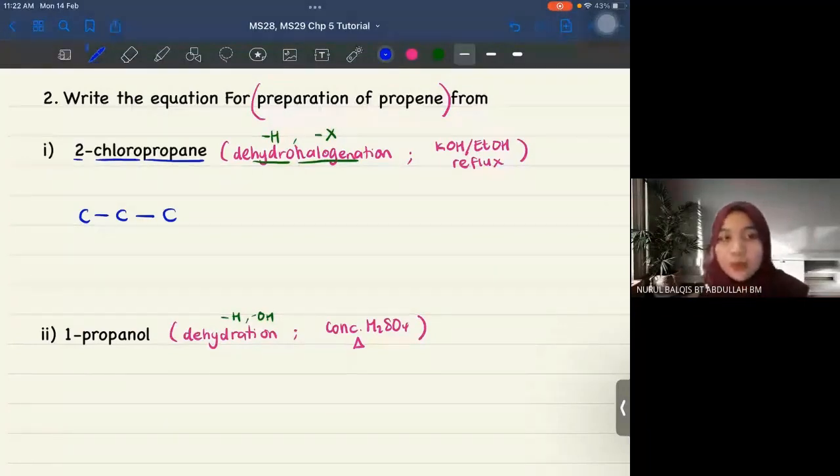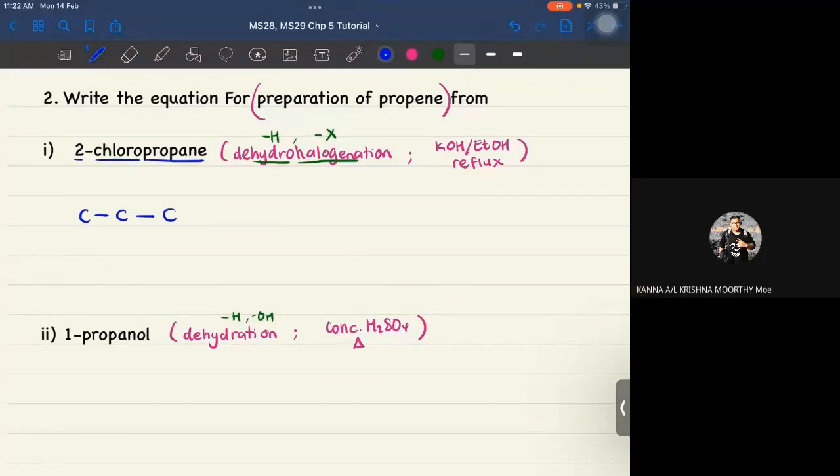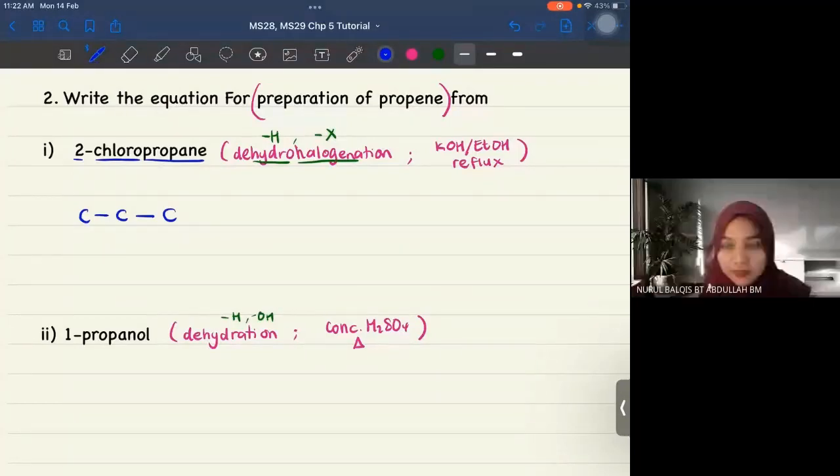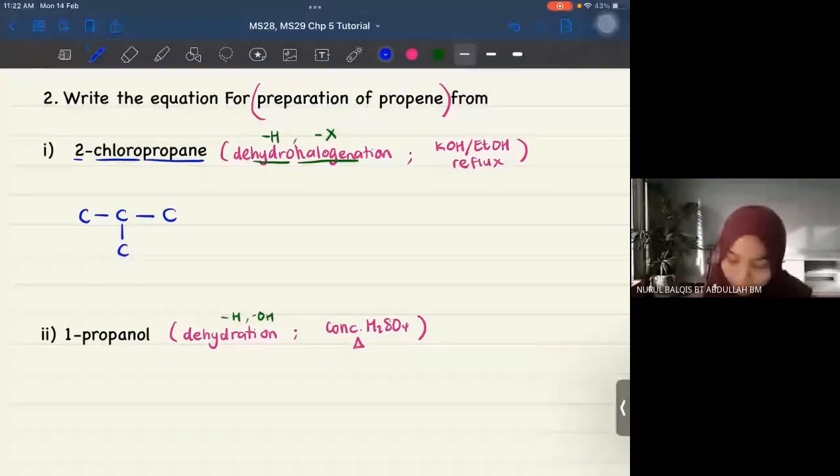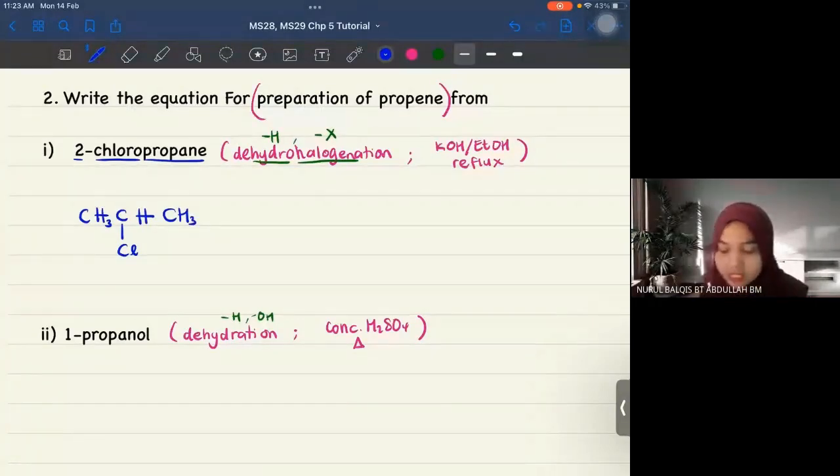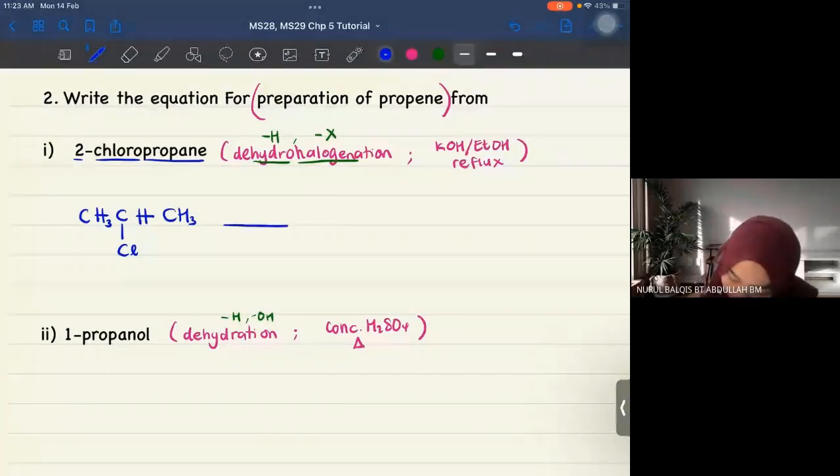Can I know this chloro belongs to substituents or the family? Substituents. Substituents at carbon number 2. So kita put Cl, means the rest belongs to hydrogen, CH3, CH, CH3. So this is your 2-chloropropane. Okay, and then we undergo reactions by using this KOH in ethanol and reflux.